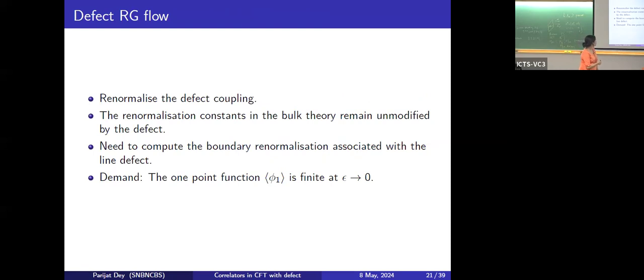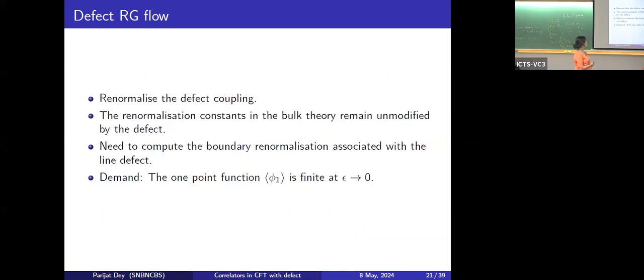As I have already mentioned, the bulk theory is at the cubic fixed point. So the renormalization constants for the bulk theory remain unchanged by the addition of the defect. Now we need to compute the boundary renormalization associated with the line defect. The demand is that the 1-point function of phi 1, the defect operator, is finite as epsilon goes to 0. Just one comment.